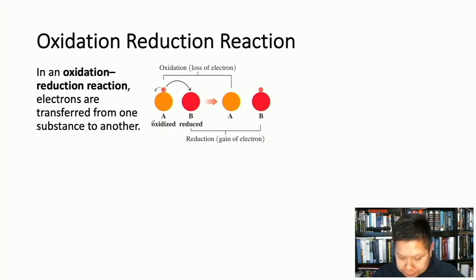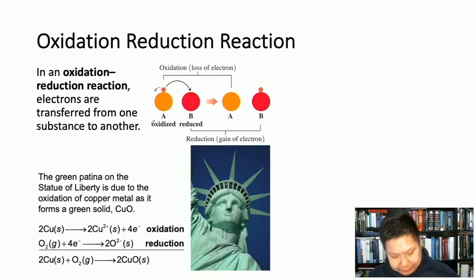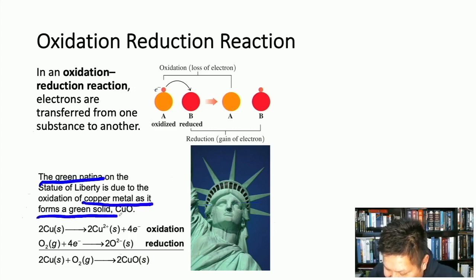So let's take a look at a few examples of oxidation reactions, right? The Statue of Liberty, which was given to us by France, I believe. France gave us the Statue of Liberty. Yes, it has a green patina on it, right? It used to not be green though; it used to be copper colored. So what happened was that over time, the copper metal was getting oxidized and turned green. So here we go with the reaction.